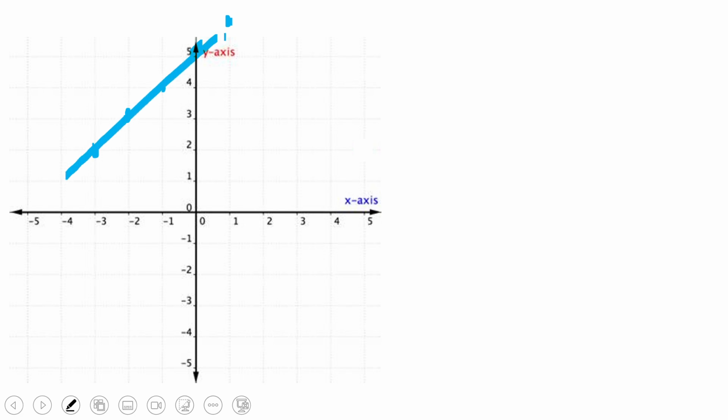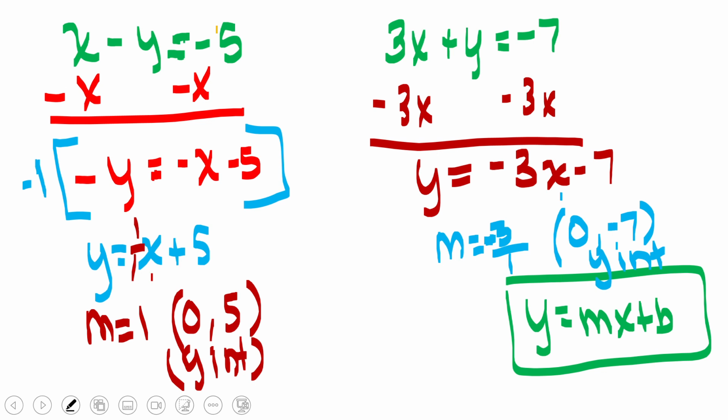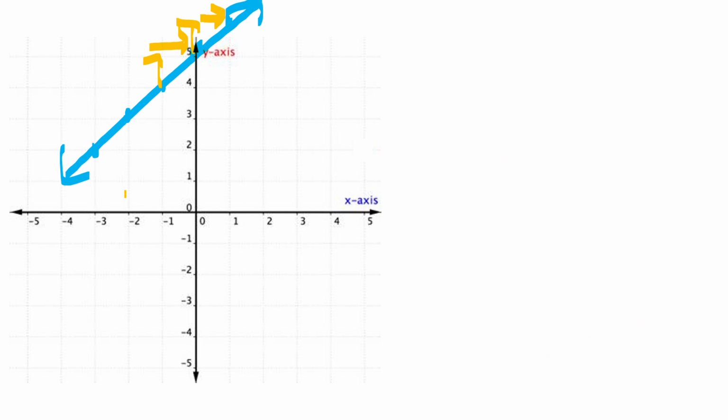So what am I doing here? I'm doing a rise of 1, a run of 1, a rise of 1, a run of 1, because that's what our slope says in this one. Okay, that's where that comes from. Rise over run equals slope. So be confident and count those out.